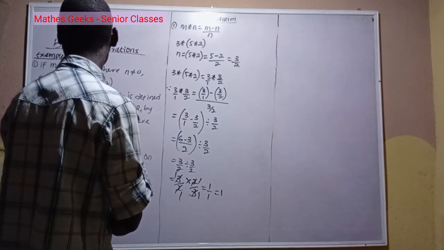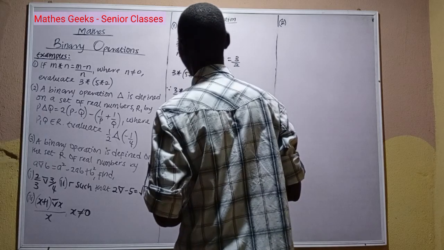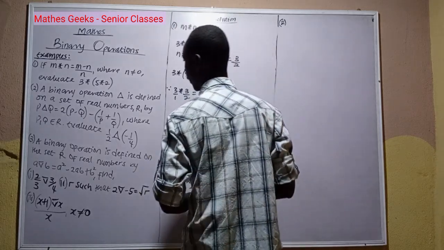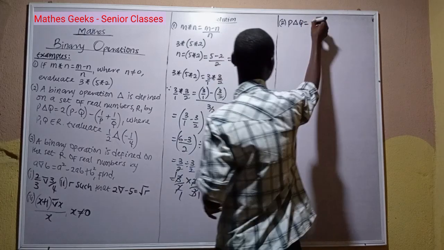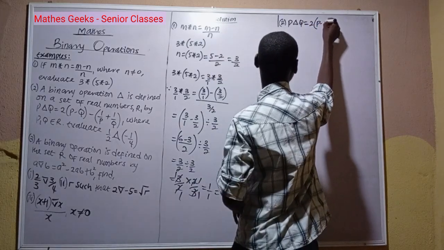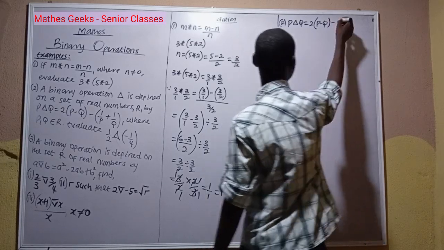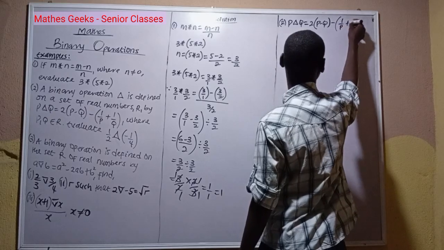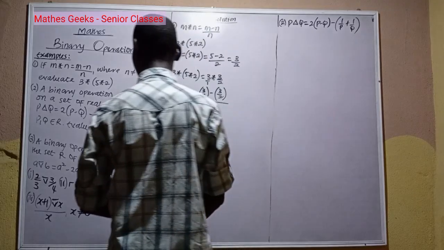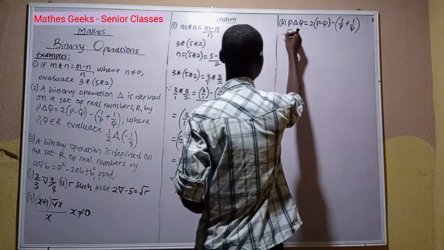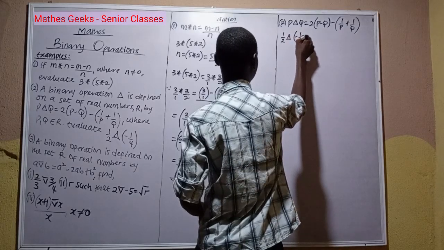Now this is another one. Number 2. A binary operation is defined on the set of real numbers by P star Q is equal to 2P minus Q minus 1 over P plus 1 over Q. So let's now evaluate 1 over 2 star minus 1 over 4.